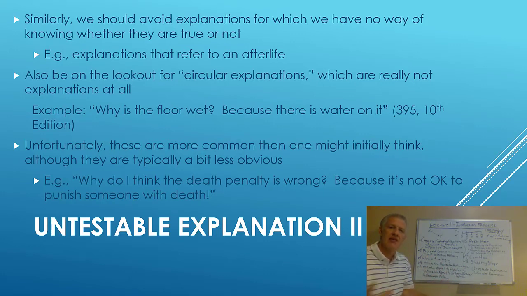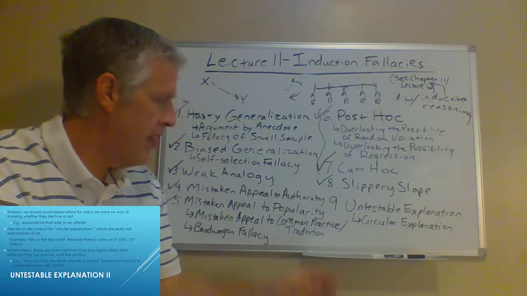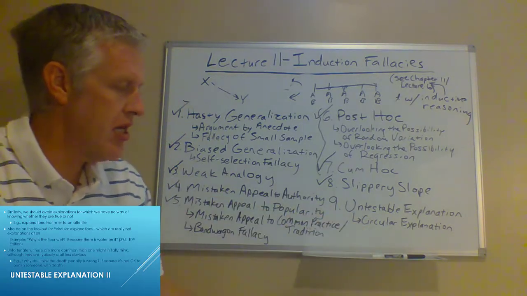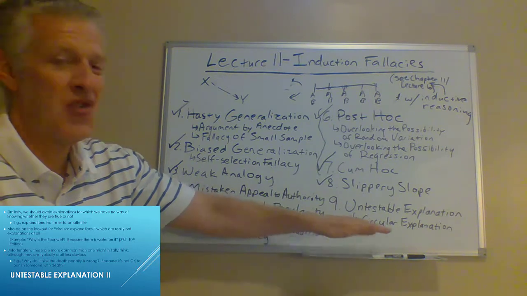There's no way we could test it. So from our perspective as critical thinkers, we can't do anything with it. And we would identify it as a kind of mistake if they were trying to suggest that that explanation is adequate. As I mentioned, underneath that, also be on guard against circular explanations.